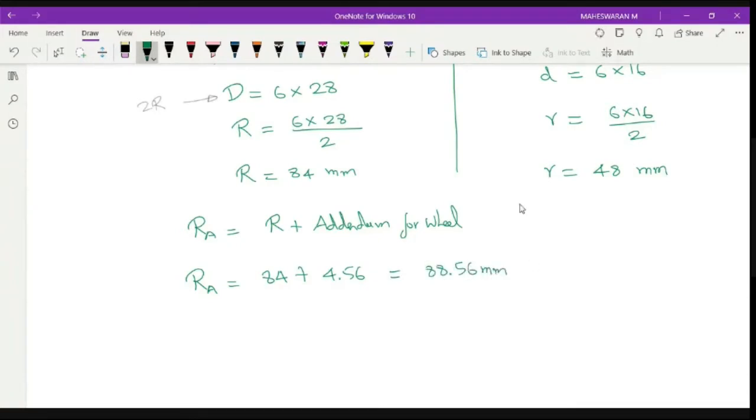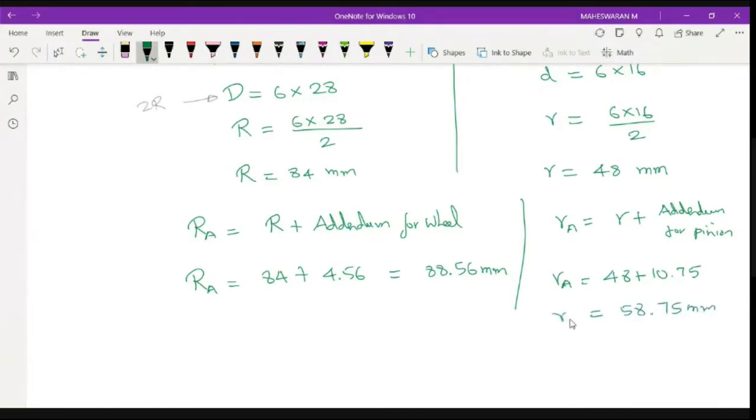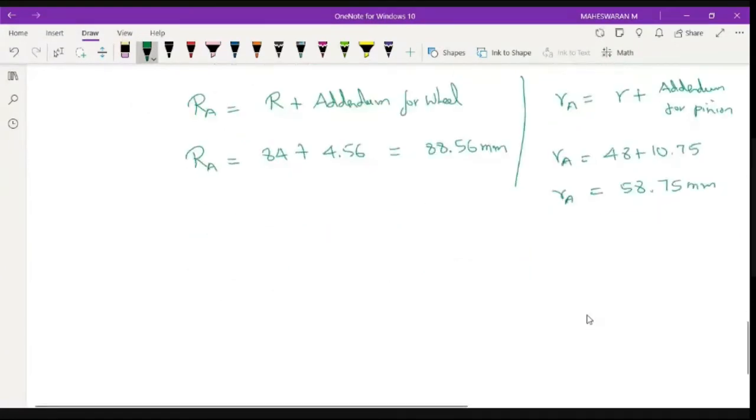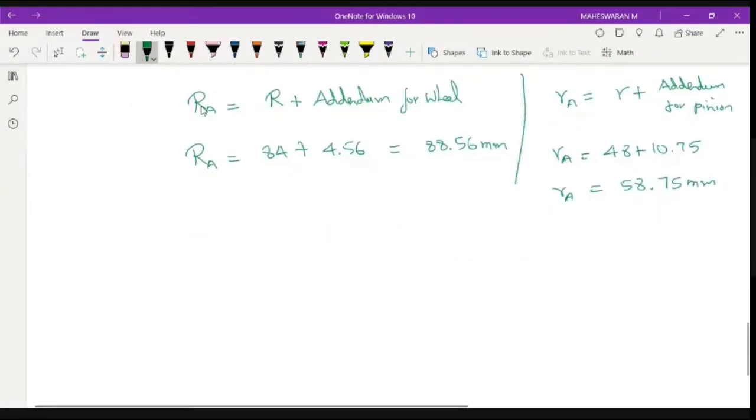Similarly, small RA is equal to small r plus addendum for pinion. 48 plus 10.75, which is equal to 58.75 mm. So now I got all the values. Only thing is I have to substitute in the formula.